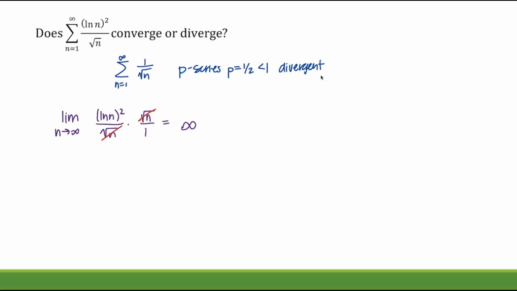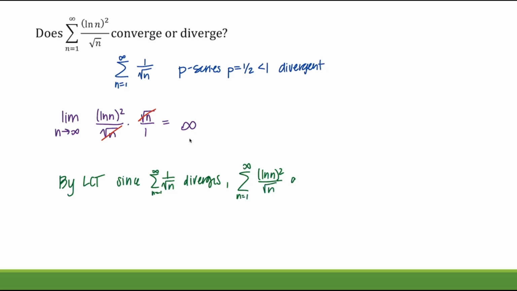So we are able to put our conclusion by the limit comparison test since the sum of 1 over the square root of n diverges, right? And because this limit was infinity, we know that our series, the sum of natural log n quantity squared over the square root of n, also diverges. So this was helpful, but only because the series we were comparing it to was divergent and we got out infinity when we did the limit of the ratio of the general terms.